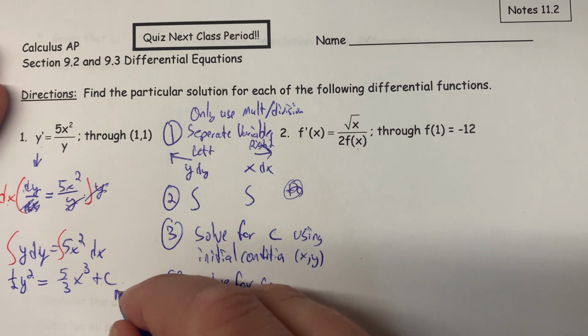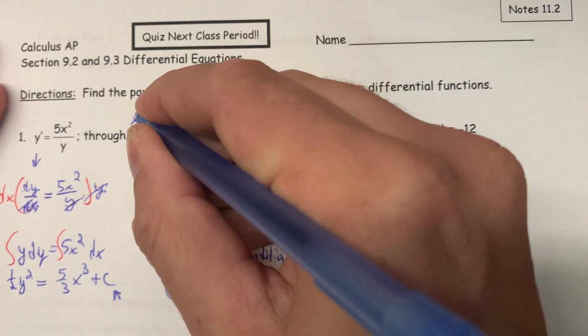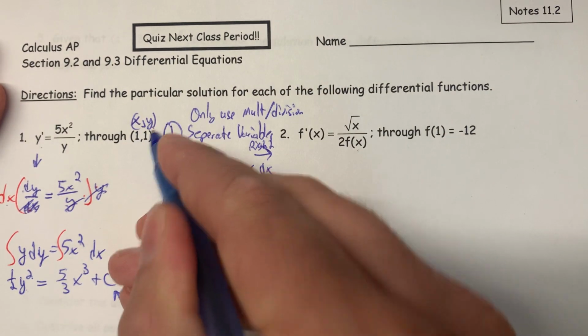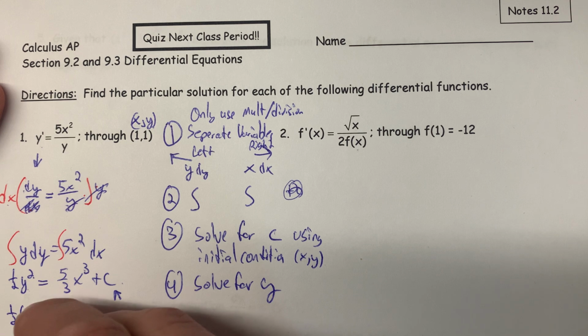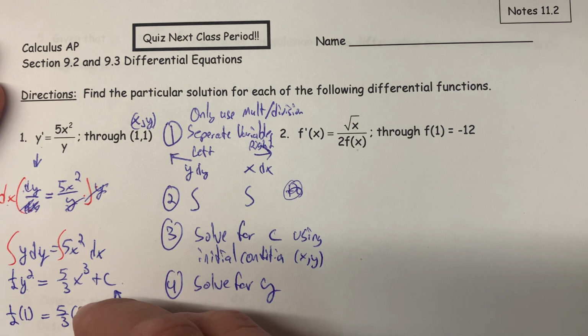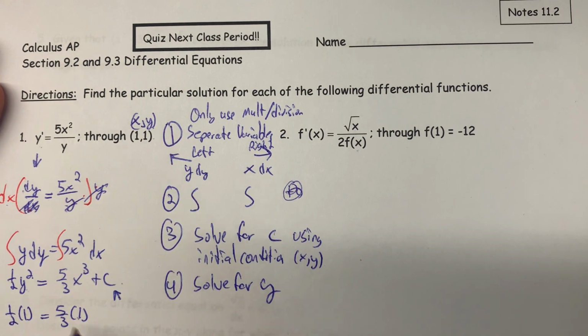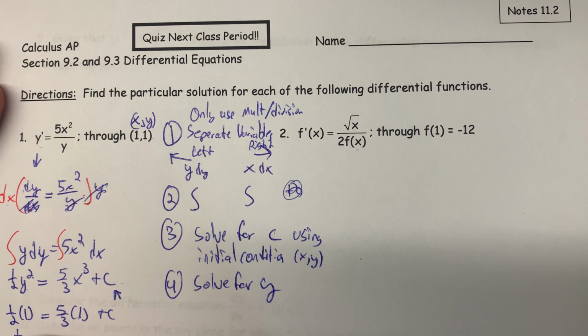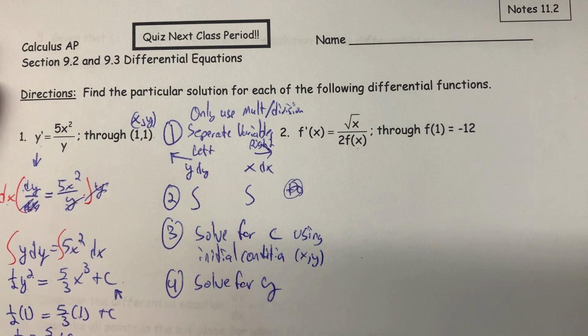Now we're going to solve for c using the initial condition. So here it is. Here's that x and y. When x is 1 and y is 1, what is c? So when y is 1, 1 squared is just 1. When x is 1, 1 cubed is just 1. I actually really like it when x and y are 1 and 0 because it's really easy to plug in. The arithmetic is really nice. So this is 1/2 equals 5/3 plus c. Now we need to solve for c by subtracting 5/3.